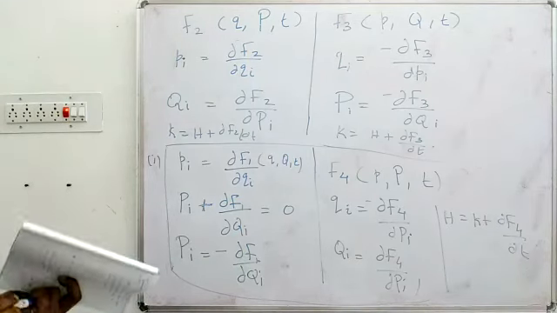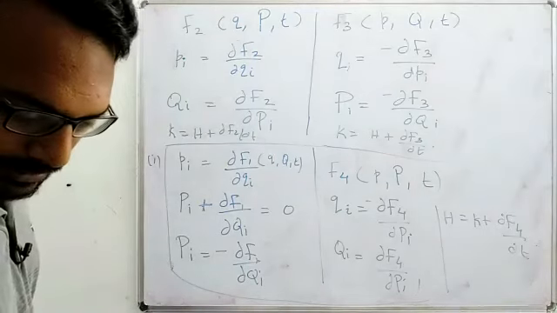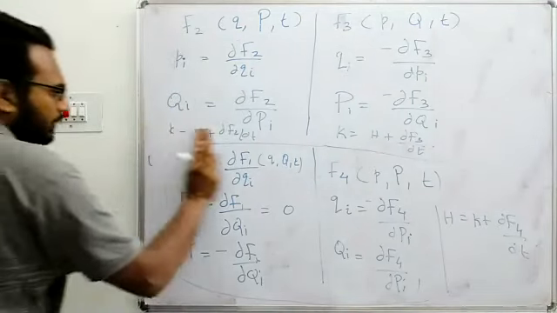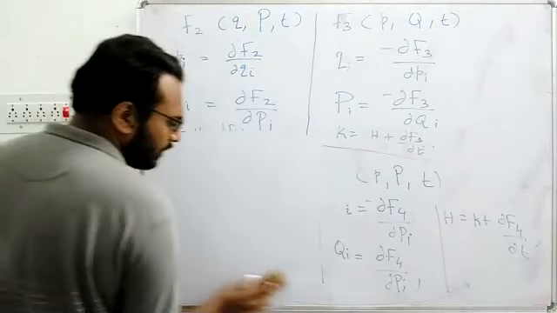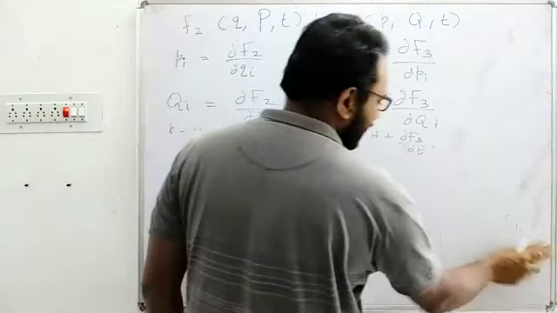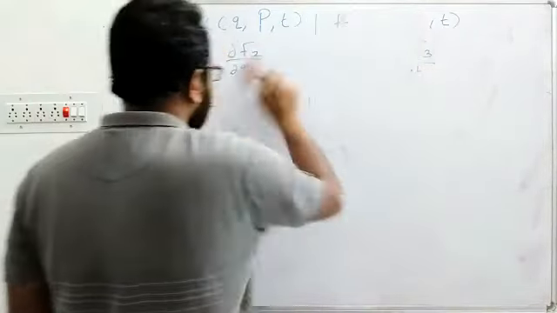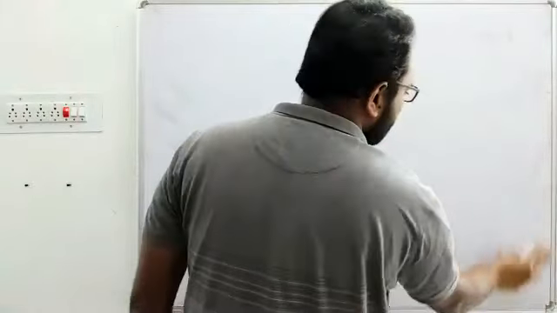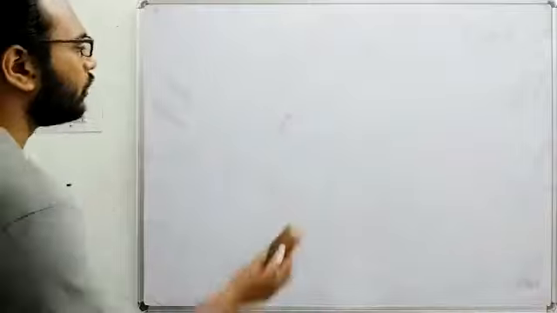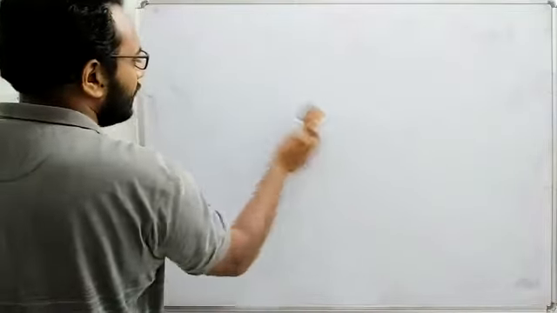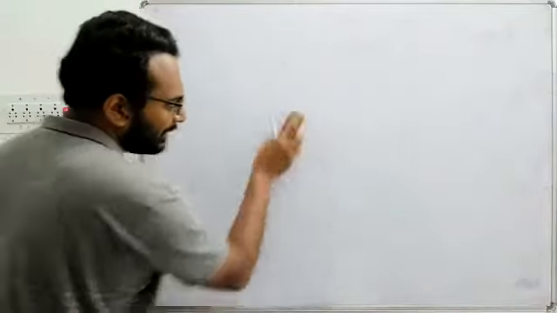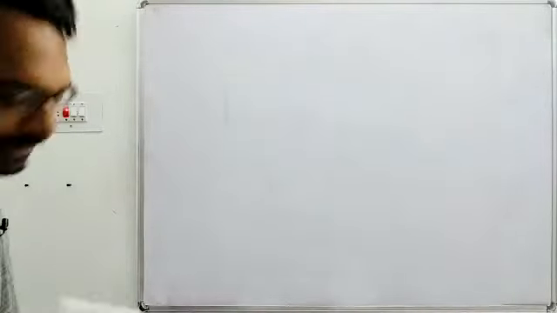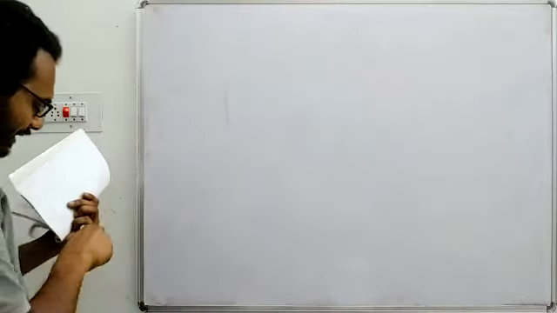Now I'll give you an easy way to remember this. We need some way to remember this, because it can be asked directly or you may need to use it in an equation. Some function might be given and you need to immediately know what the transformation equations are, the relation between old and new coordinates in terms of the generating function. Now you can see that there is some nice pattern here.